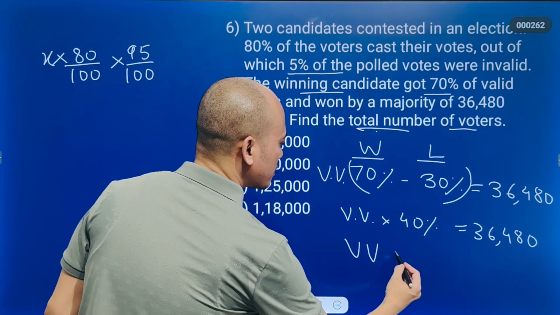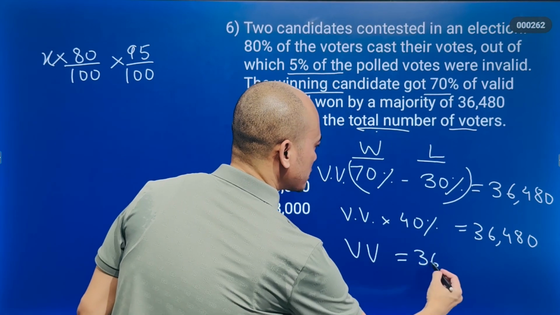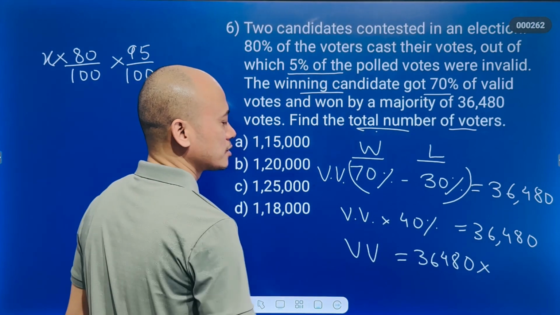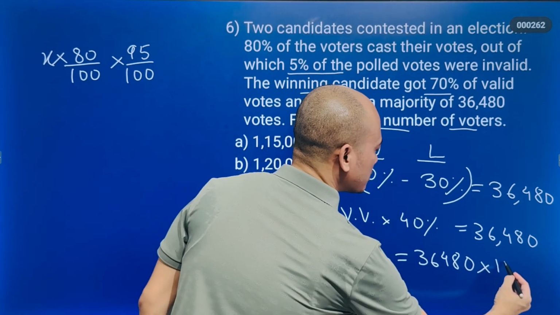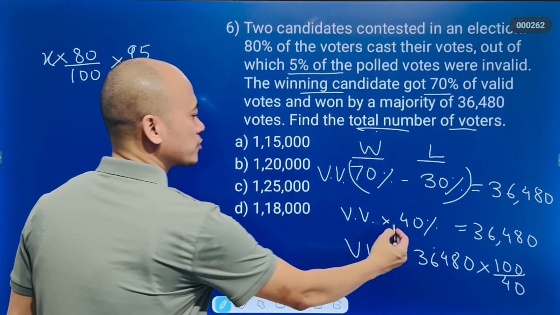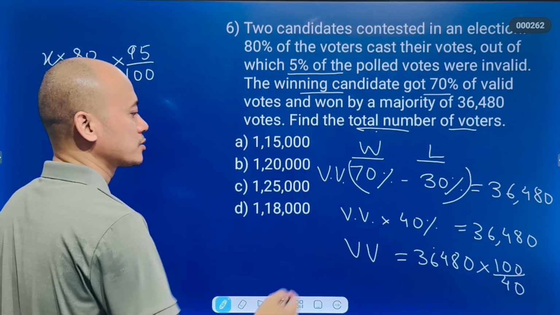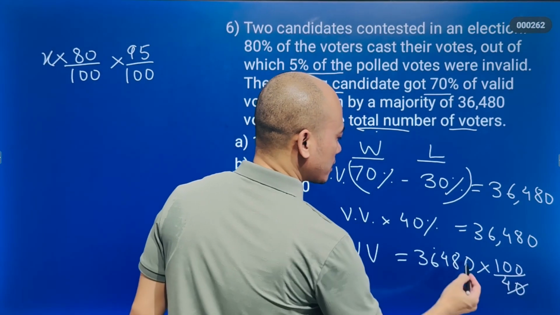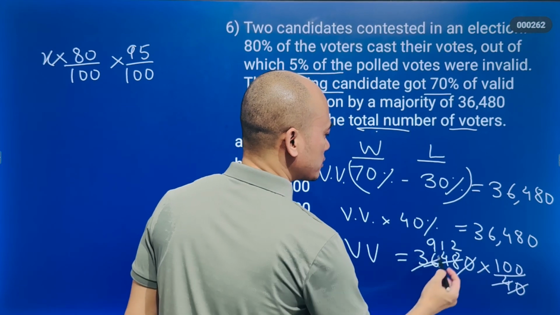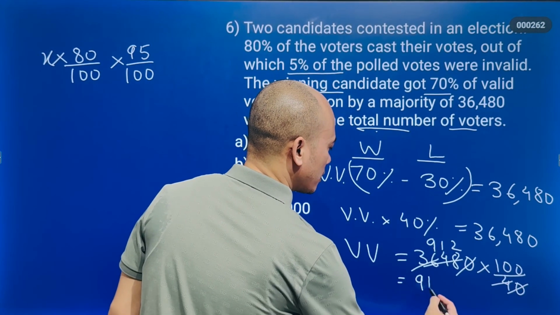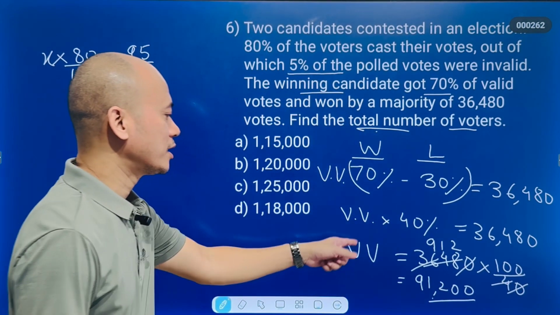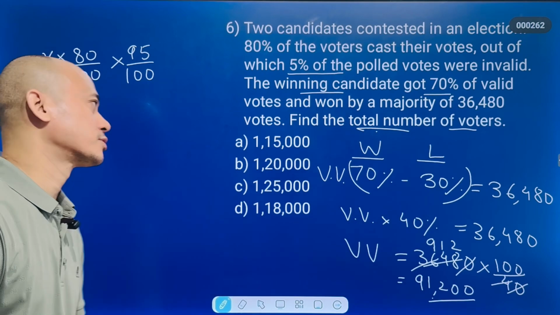Valid votes will be 36,480 into 100 by 40. We cross multiply, so 100 by 40. Now we can cancel this, 4 9s are 36, 4 12s are 48. So, 91,200 is the valid votes. This is not the answer, it is only the valid votes.